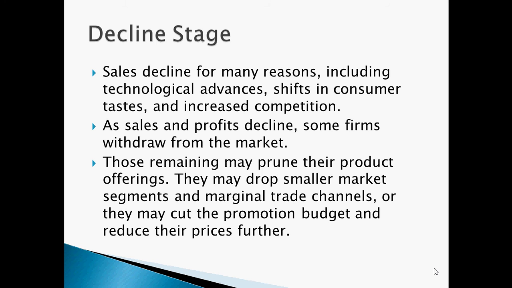Sales decline for many reasons, including technological advances, shifts in consumer taste, and increased competition. Now, some companies have not adapted to technology and the advances of technology. As sales and profits decline, some firms withdraw from the market. Those remaining may prune their product offerings.